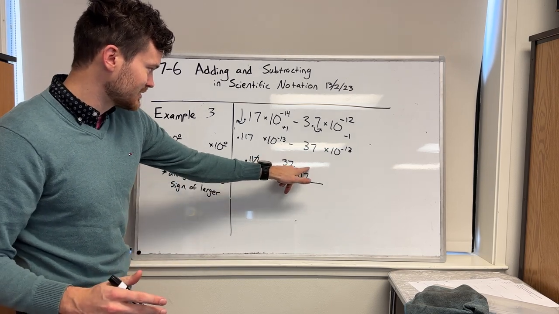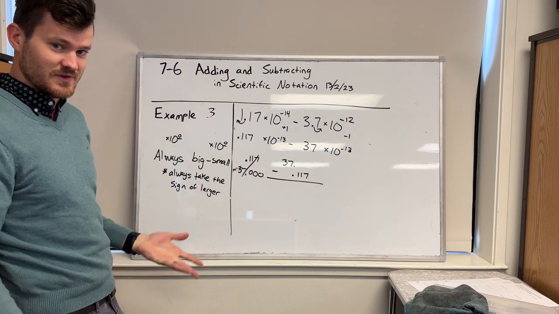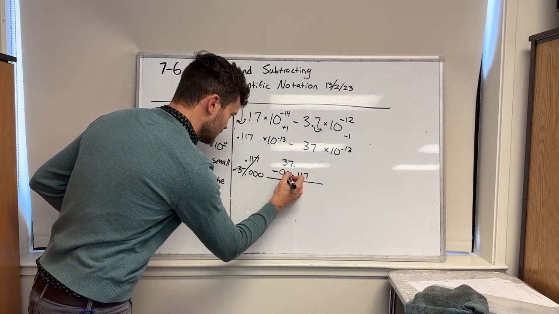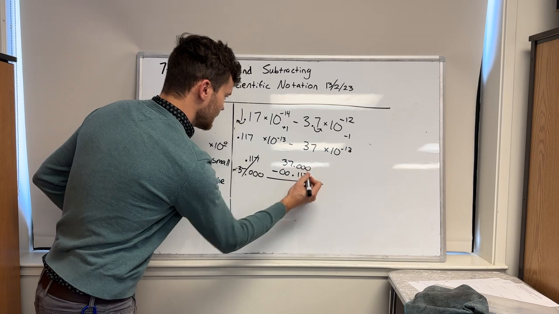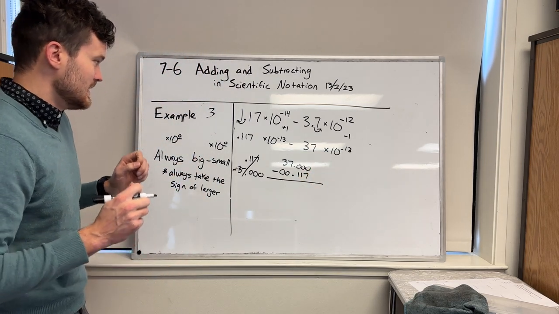I'm missing numbers over there, and I'm missing numbers there. Just fill them with zeros. Evan knows what to do. I can put zeros there. I can put zeros there. Okay, now I can do this problem.